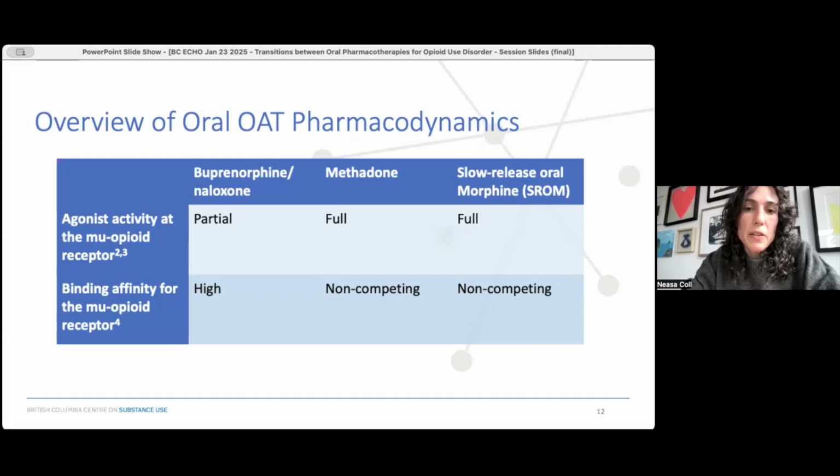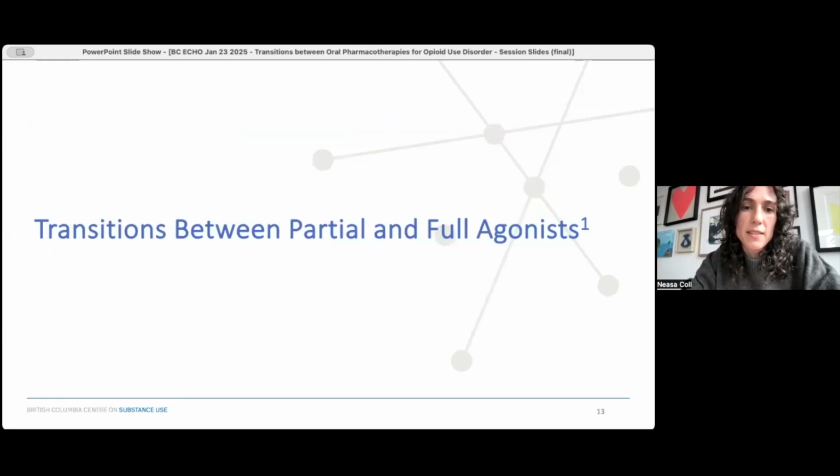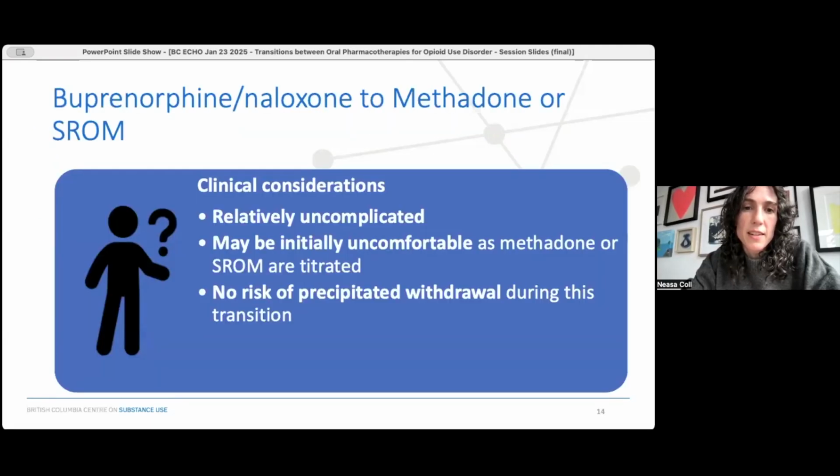So let's talk about these transitions. Transitioning from buprenorphine naloxone to methadone or SROM is actually relatively uncomplicated because, again, methadone and SROM are full agonists while buprenorphine is a partial agonist. It may be initially uncomfortable for the person as buprenorphine naloxone is discontinued and the full agonist is titrated, but again, there's no risk of precipitated withdrawal during this transition.